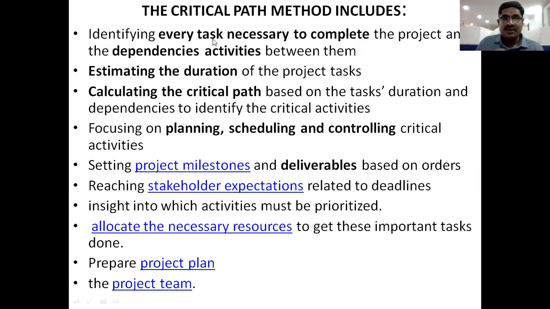So identify every task necessary to complete the project or a contract or a tender, and also identify the dependencies of activities between them. Suppose some of the activities are primary activities, and some of the activities depend upon these primary activities. So these dependent activities are called dependency activities, simply pre-activities. So activity, pre-activity: these are the two things we need to consider here. Next, coming to estimating the time durations.